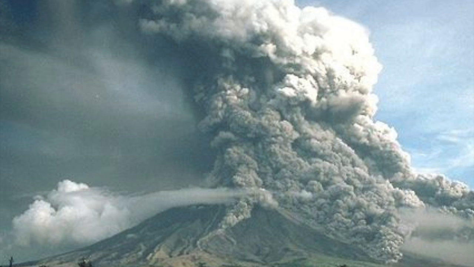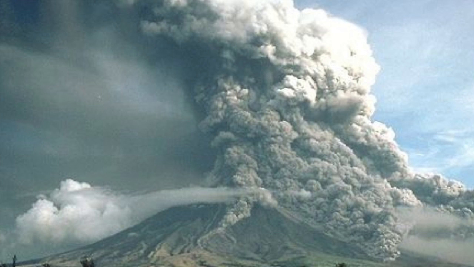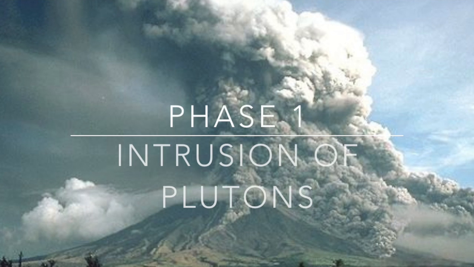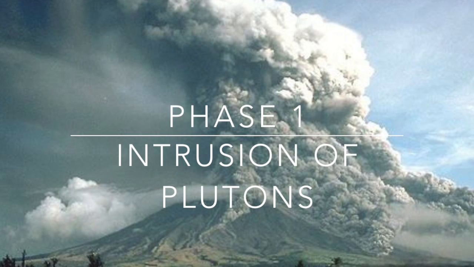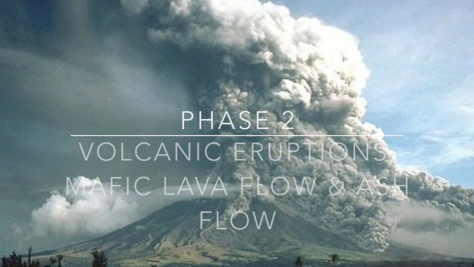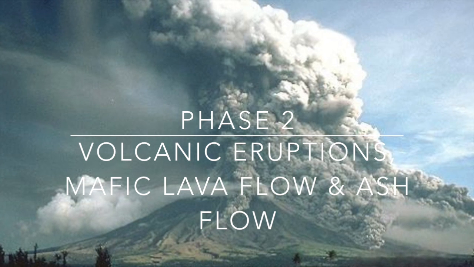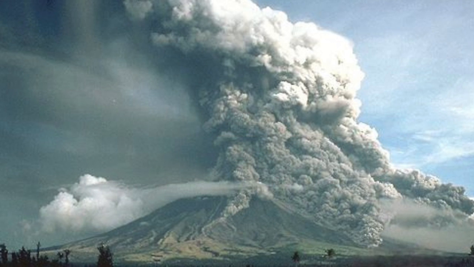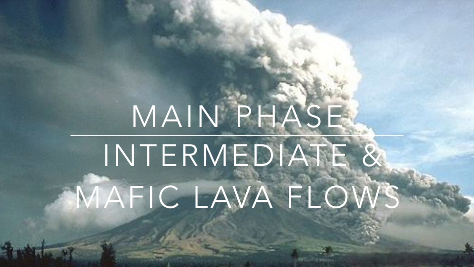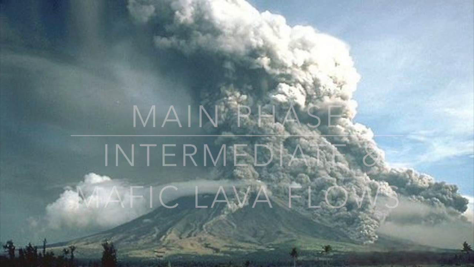After volcanism, the ash flow tuffs were created by a time of explosive volcanoes. The igneous activity occurred in two main phases. Phase 1, intrusion of shallow granitic plutons that are 3 to 4 miles below the surface. Phase 2 included volcanic eruptions and mafic lava flows, as well as highly explosive silicic ash flows. Main phase, effusive, voluminous, intermediate, and mafic lava flows with highly explosive silicic ash flows.